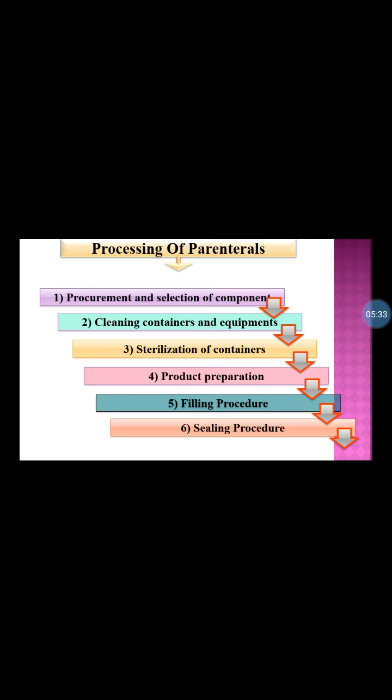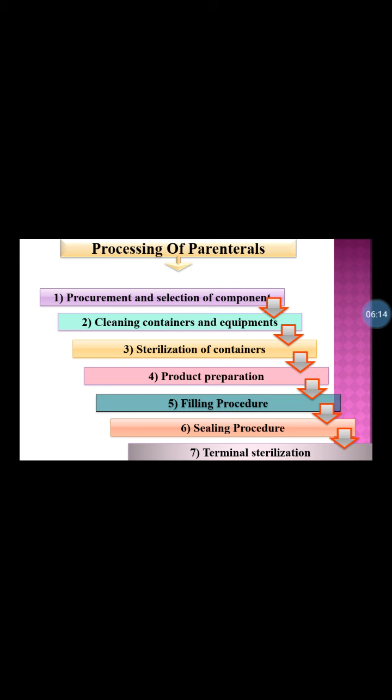Now, the seventh step in the processing of parenterals is terminal sterilization. In terminal sterilization, the parenteral product should be sterilized immediately after its sealing. Thermolabile substances are sterilized by non-thermal processes. So the non-thermal process is like filtration. Since heat may affect the substances, it is of limited value.